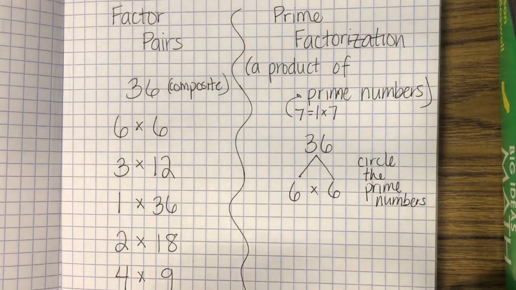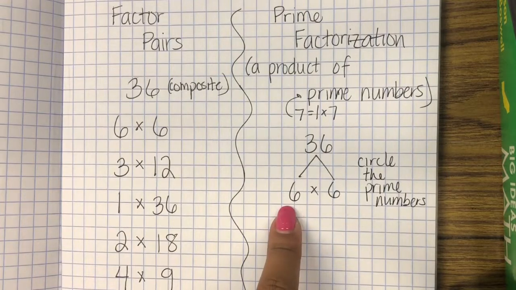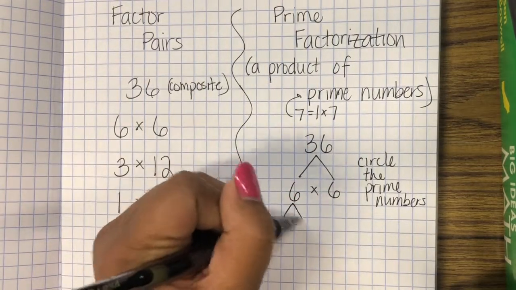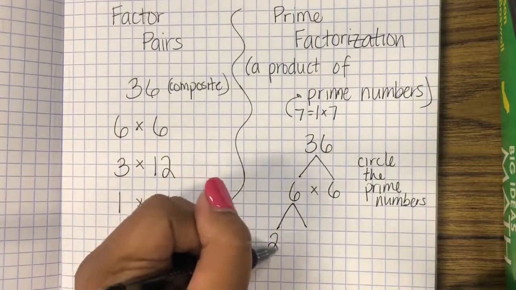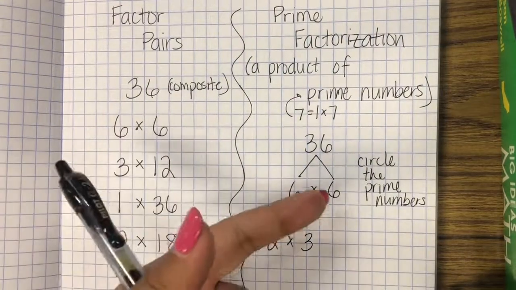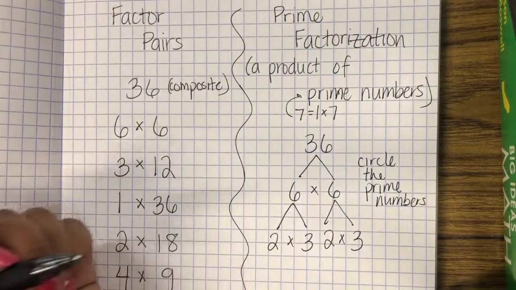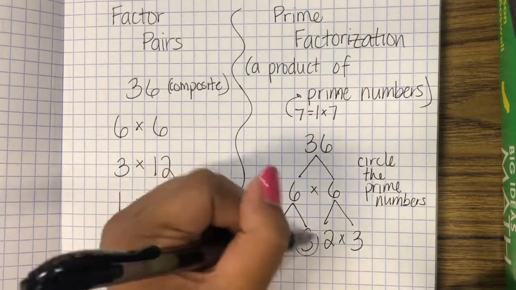Now, is 6 prime? Well, we know we could do 1 times 6, and then we could also do 2 times 3. Therefore, it's not prime, it's composite. So we could break this one down more. Extend the branches. So we got 2 times 3, and since this is also 6, we could do 2 times 3. And then we circle all the prime numbers.